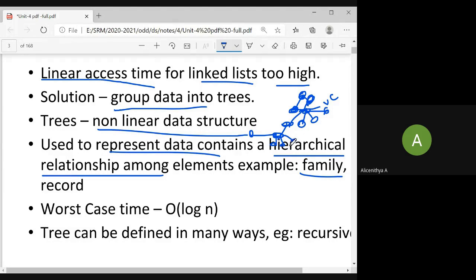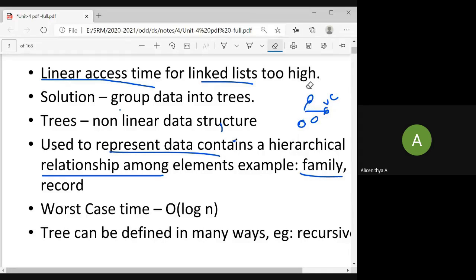If I take CSE alone, it will have four years: first year, second year, third year, final year. Under each year, I can have multiple divisions. Likewise, I can keep on drawing the organizational structure in a non-linear fashion using a tree.